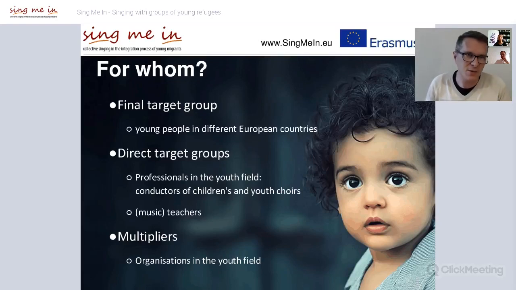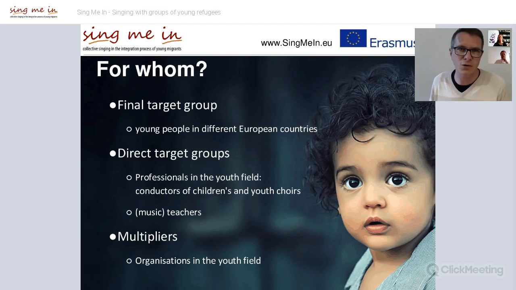So now, this project dealing with collective singing and the integration process of young migrants, for whom are we designing this project? We had, of course, a final target group. And these are young people in different European countries. What we mean there is the children and young people actually benefiting from the projects that maybe you will be setting up based on these handbooks. But the people we are directly addressing with our productions, with the handbooks and the ideas we try to share, are the professionals in the youth fields, in the musical fields, conductors of children's choirs or music and school teachers. We try to have a large array of people who might be interested in this project.